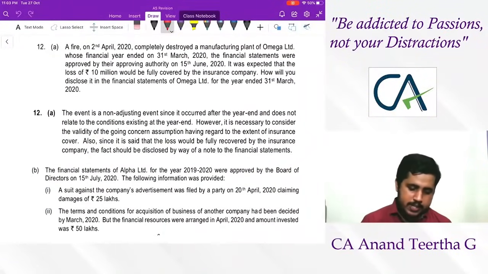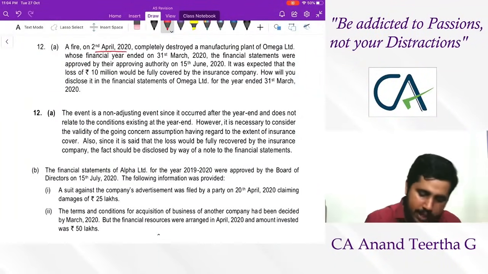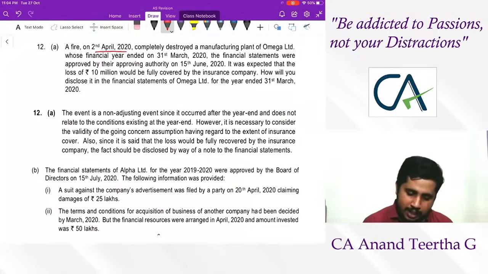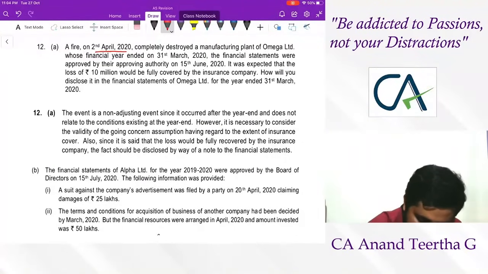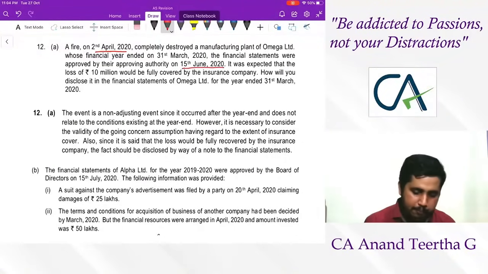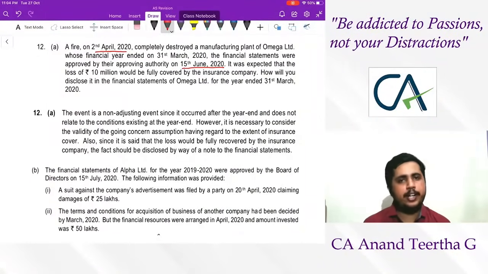A fire on 2nd April 2020 completely destroyed a manufacturing plant of Omega Limited, whose financial year ended on 31st March 2020. The financial statements were approved by appropriate authority on 15th June 2020. It was expected that the loss of rupees 10 million would be fully covered by the insurance company. How will you disclose it in the financial statements of Omega Limited for the year ended 31st March 2020?